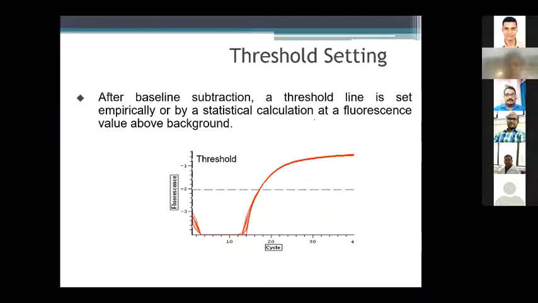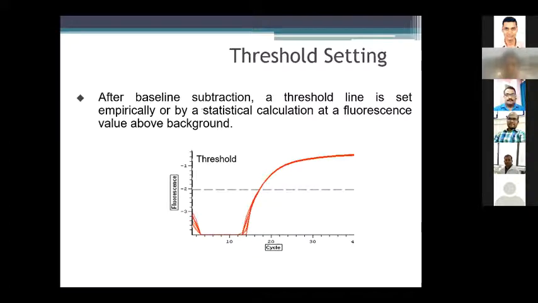Every cycle or each and every machine has some background noise, due to quencher or sub background noise. To remove the background noise from our assay, we need to remove it with the help of a threshold line or threshold setting.